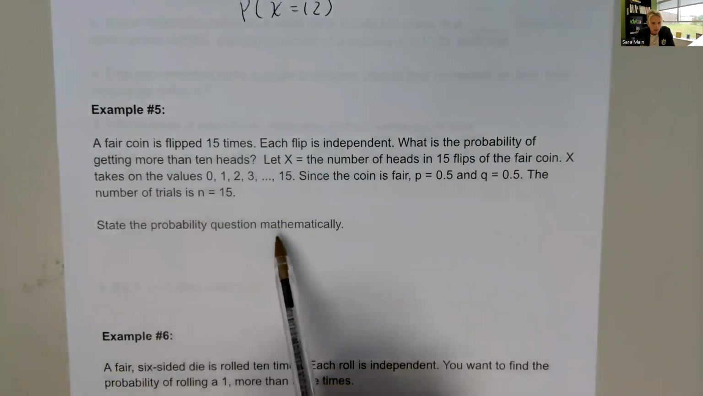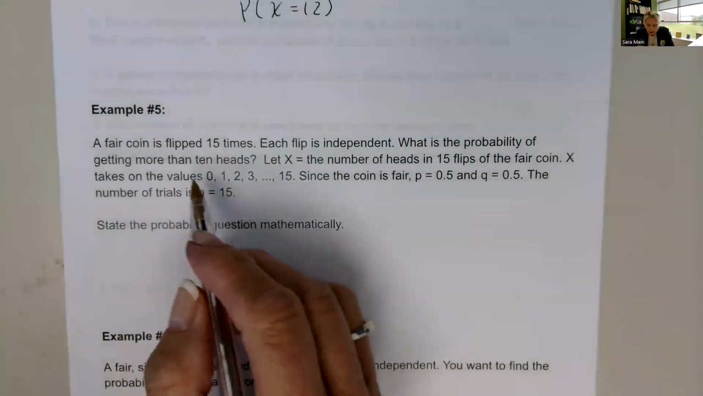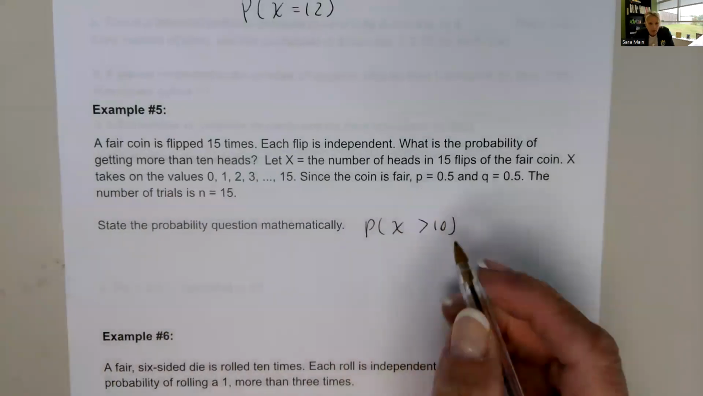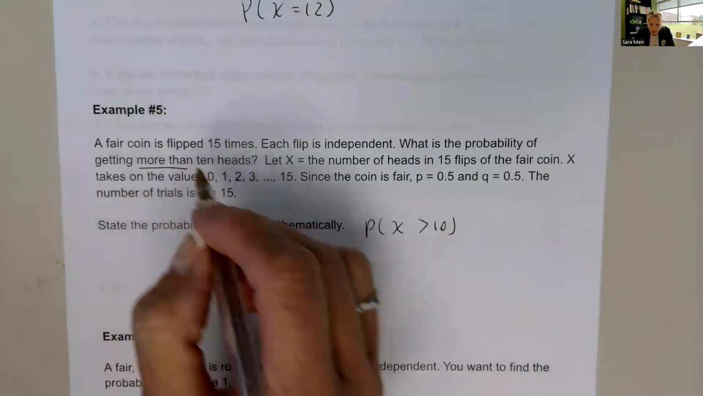State the probability question mathematically. And we want to get more than 10. So that's the probability of x being greater than 10. Strictly greater than, because it said more than. We cannot include 10.